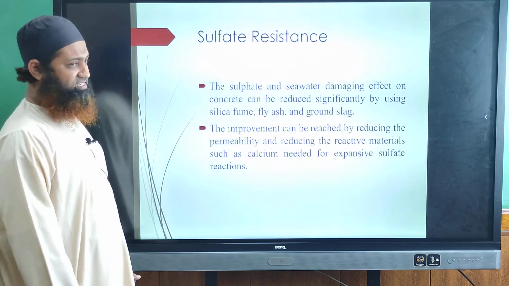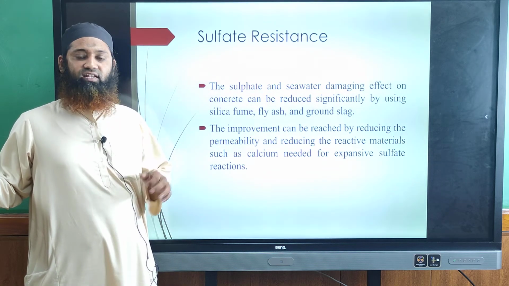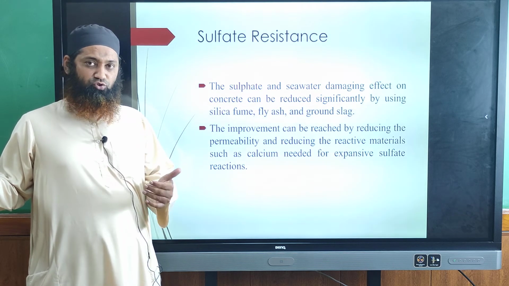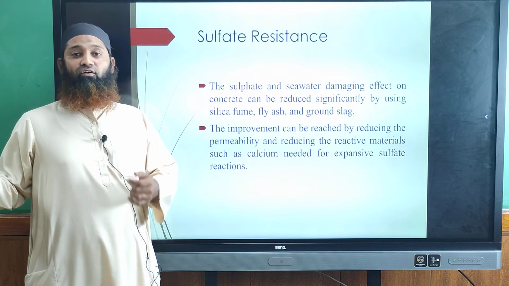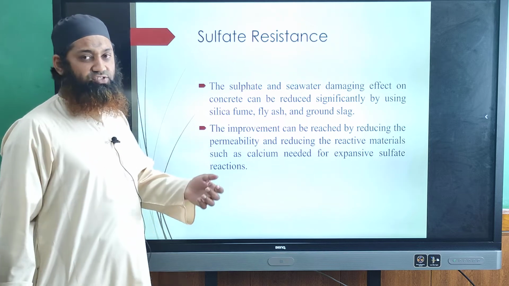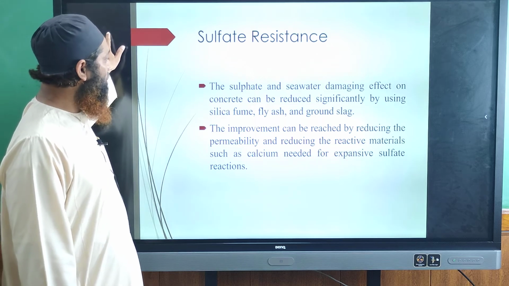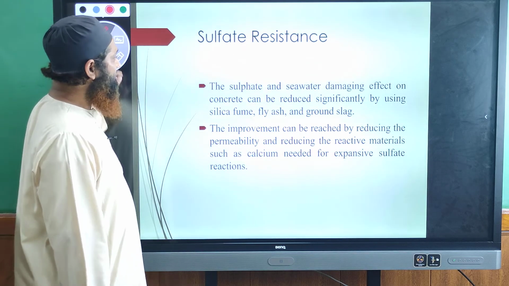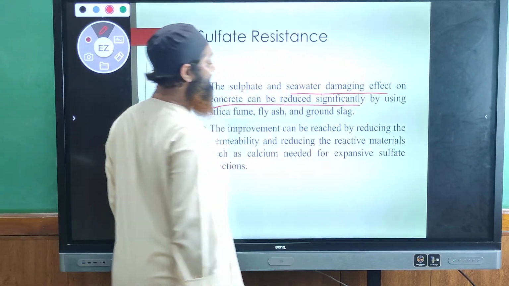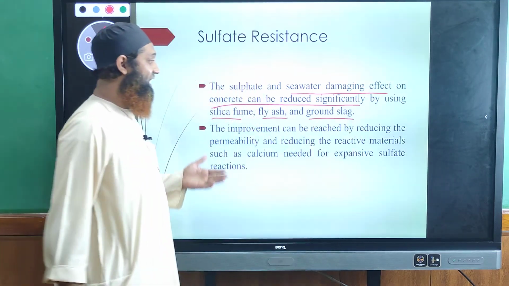Let us see sulfate resistance, because concrete structures are constructed in places where there are water bodies also. In those places there is sulfate attack on the concrete, thereby weakening the structure and the reinforcement which is inside. So we'll have to see whether these supplementary materials can resist this sulfate attack or not. The sulfate and seawater damaging effect on concrete can be reduced significantly by using silica fume, fly ash and ground slag. You can see here it is very good.